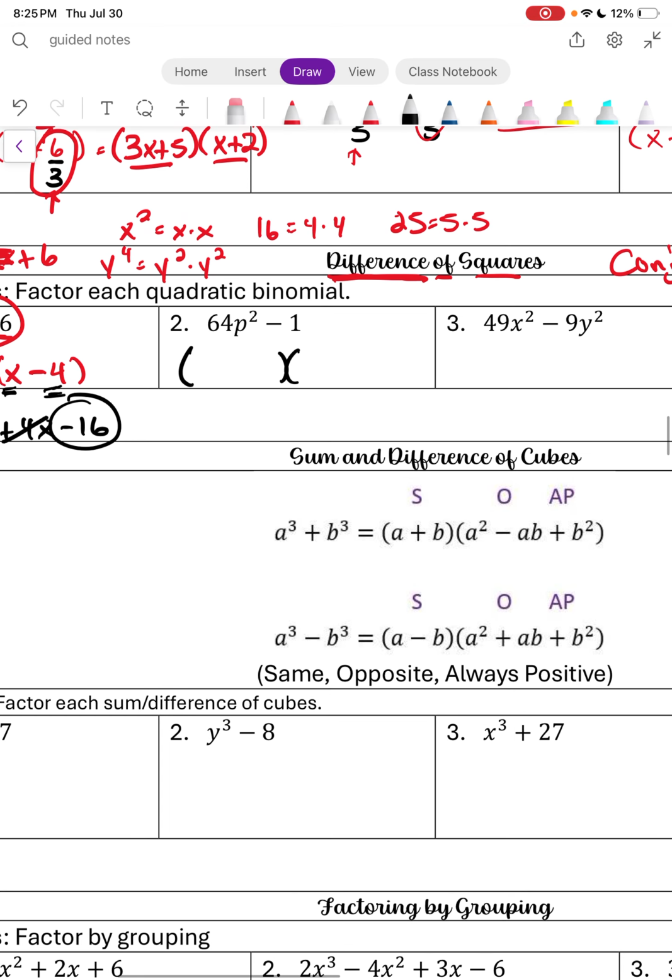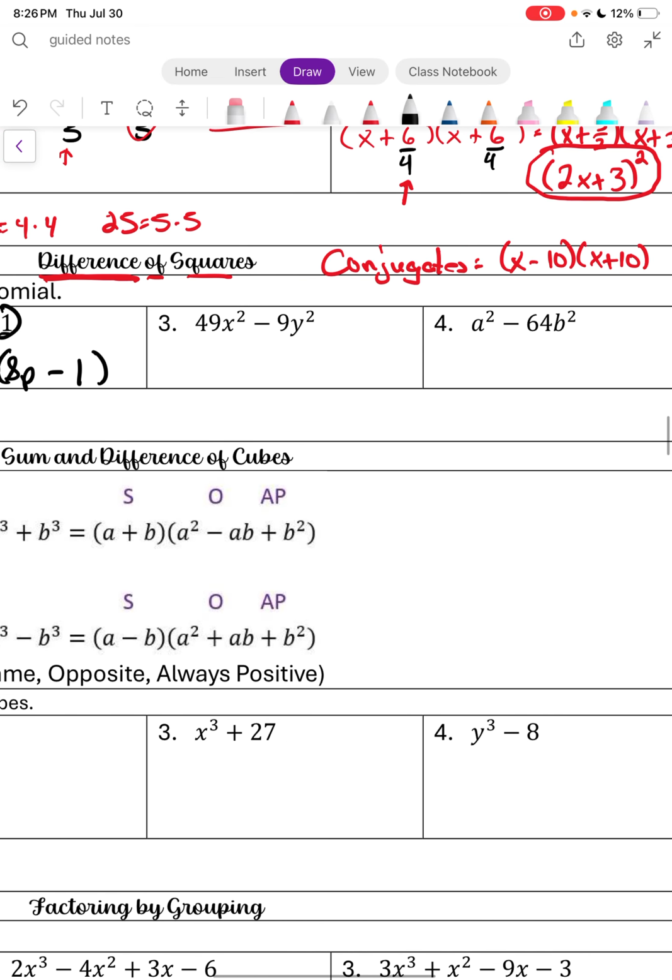Two sets of parentheses. They are both difference of squares. We've got to ask ourselves, multiplies give you 64p squared to be an 8p and an 8p. 8 times 8 gives you the 64. The p and the p gives you the p squared. Plus and minus, multiplies give you 1, is 1 times 1. 8p plus 1, 8p minus 1.